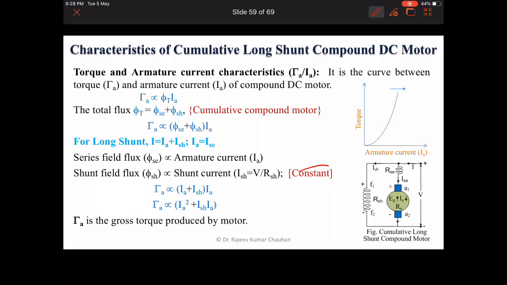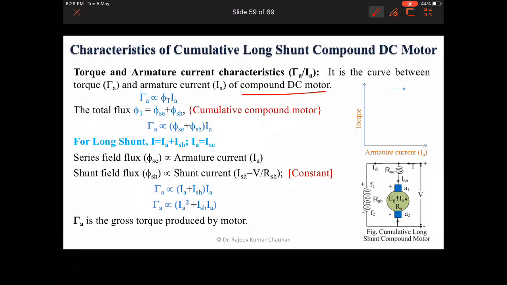Torque and armature current characteristics. It is the curve between torque and armature current of the compound DC motor. Torque and armature current characteristics of cumulative long shunt compound DC motor. The electrical circuit diagram of the cumulative long shunt compound motor is shown in figure. It is the curve between torque and armature current of a compound DC motor.